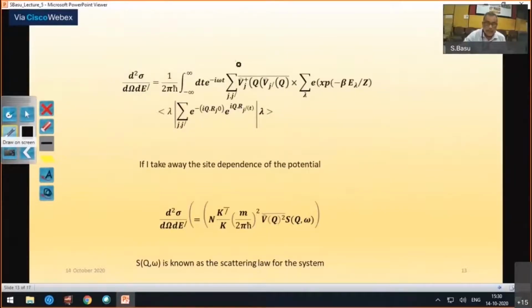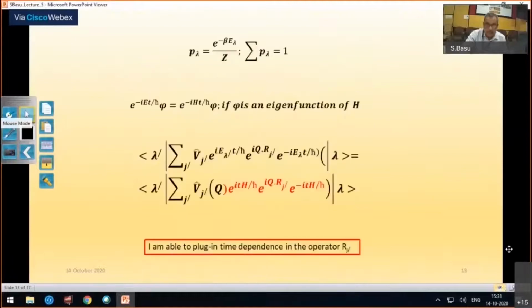So this is an averaging between sites, and this averaging comes because of the ends. But I also have an exponential of minus beta E lambda by Z, which is basically the statistical weight factor for the initial state of energy E lambda. I showed it here. It's a Boltzmann factor.